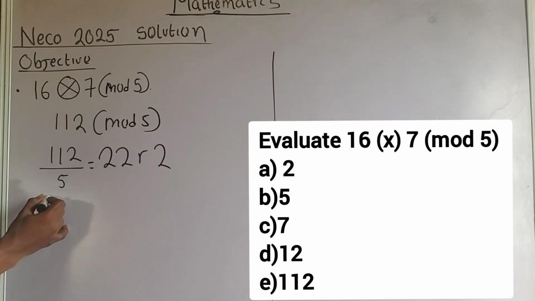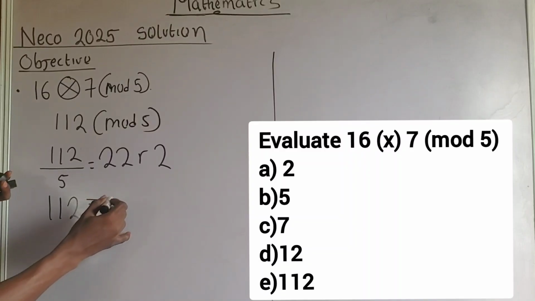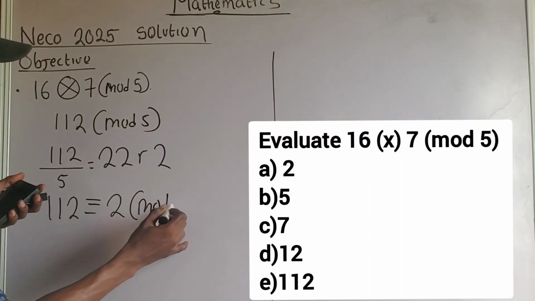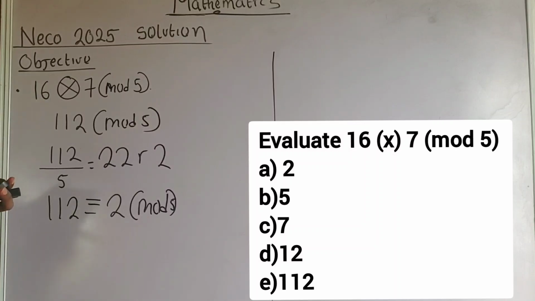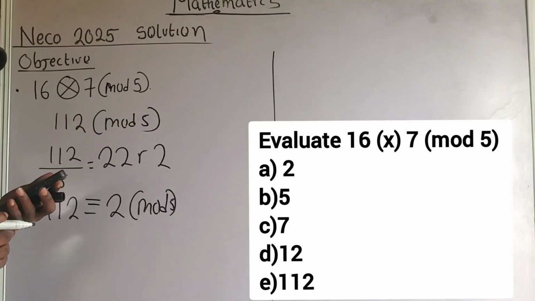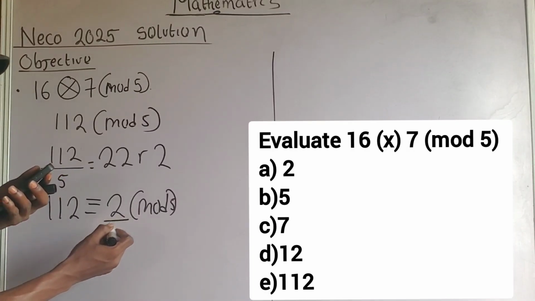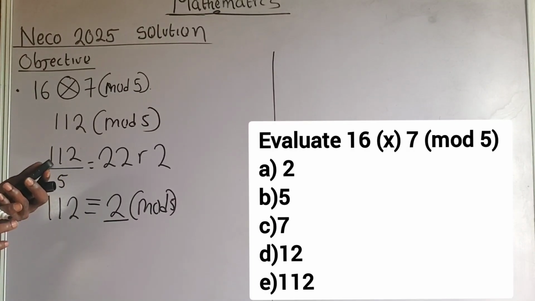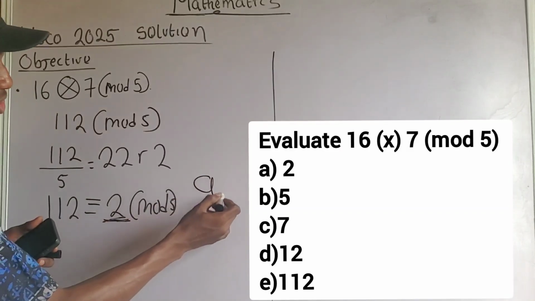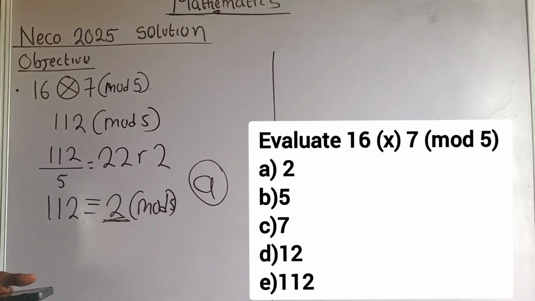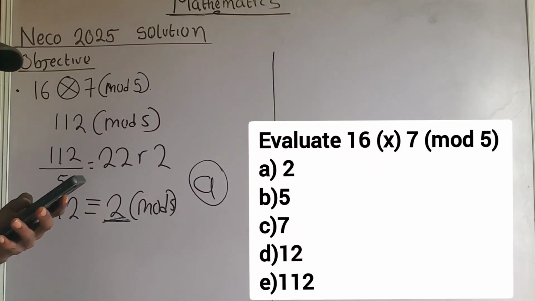So 112 can be written as 2 mod 5. That is, you put the remainder here. The options are: option A 2, option B 5, option C 7, option D 12, option E 112. The correct option is option A, because it is 2 that we have here. If you want to learn more on modular arithmetic, you can check the link in the description of this video.